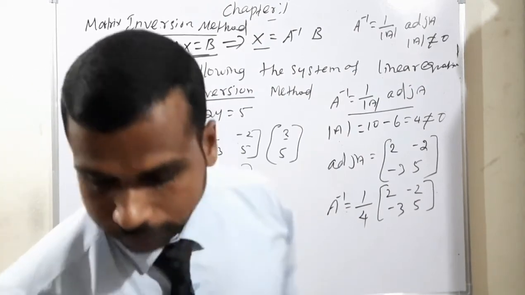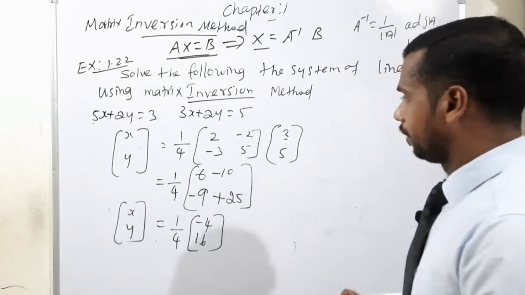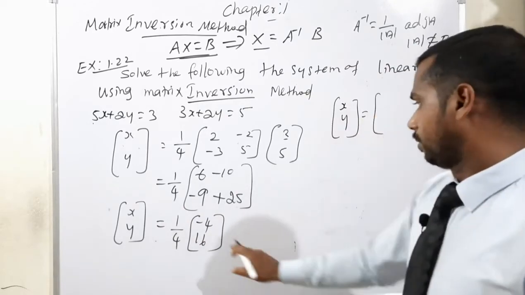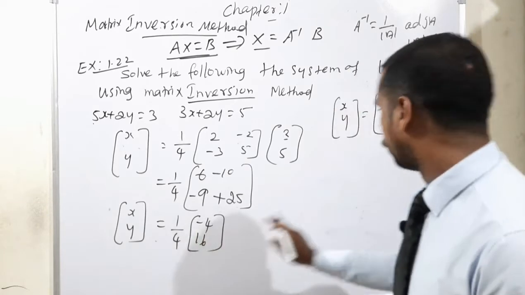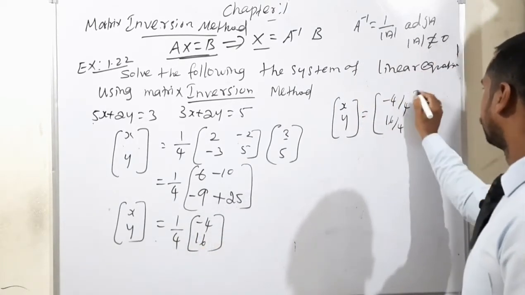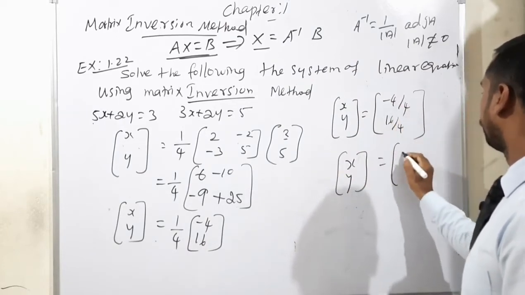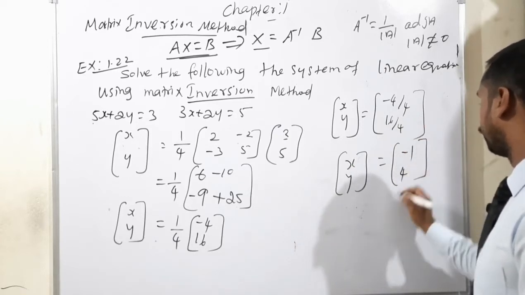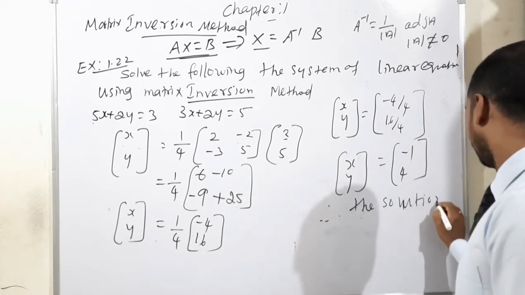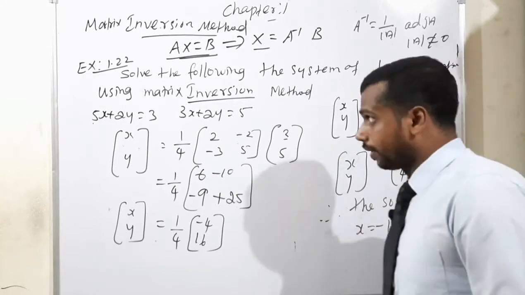Therefore, x and y, definitely each and every time divided by 4. So minus 4 by 4, again 16 by 4. So look at this, x and y is equal to minus 4 by 4, which means minus 1, and 16 by 4 means a positive 4. Therefore, the solution is x equal to minus 1, y equal to positive 4. This is the final answer for x and y.